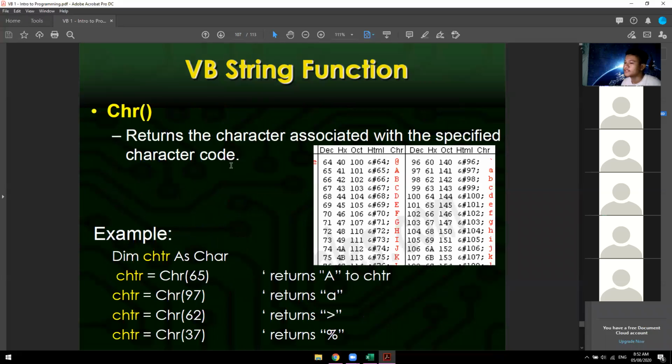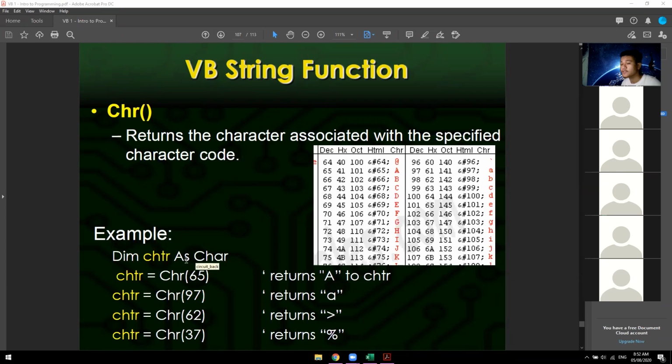Ito na yung sinasabi ko sa inyo dun sa HR. Meron tayong 2 types of characters, wherein meron tayong mga alphabets and then special characters. And then meron din tayong ASCII code. Okay, so CHR returns the character associated with the specified character code.